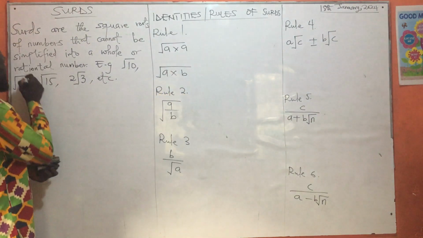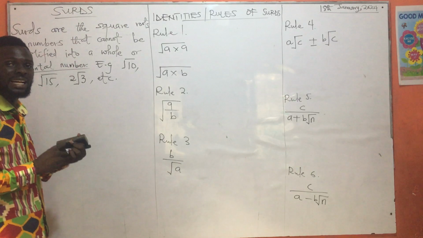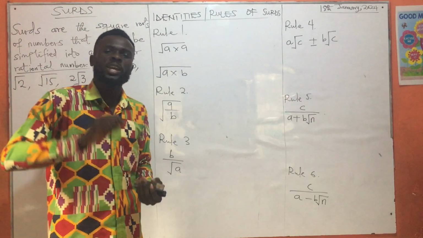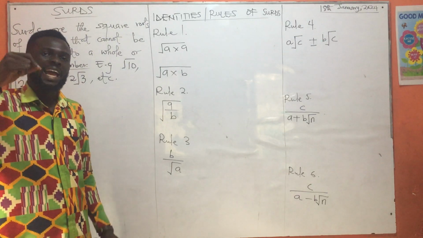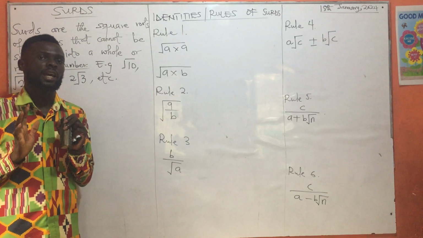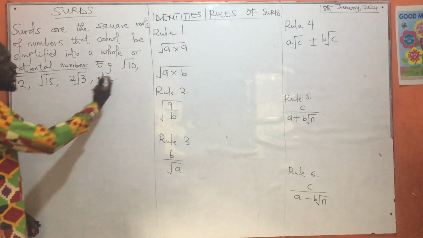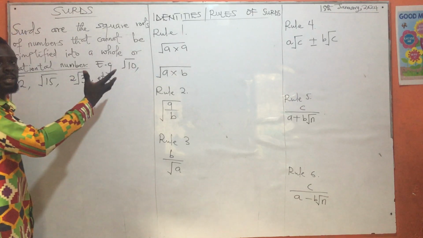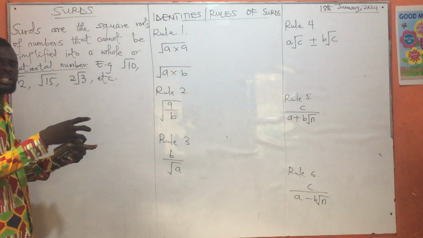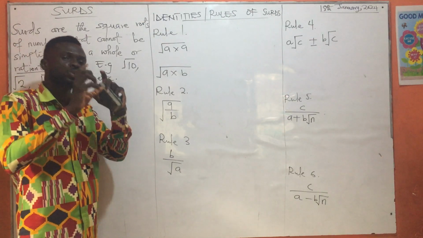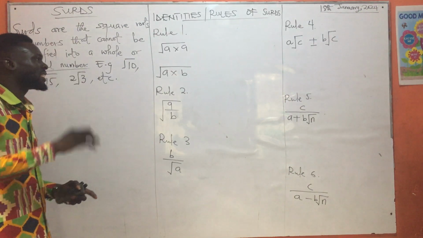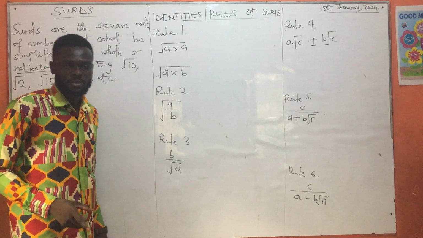Now, we know that a rational number is a number that can be written as a common fraction or a vulgar fraction. So if we have the square root of a number and that number cannot be simplified, in simple terms, it is a surd. If you look at the example, we have the square root of 10. There's no way we can simplify it to get a whole number or a rational number. So because we cannot simplify it, the square root of 10 happens to be a surd.